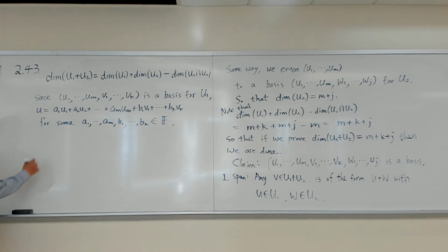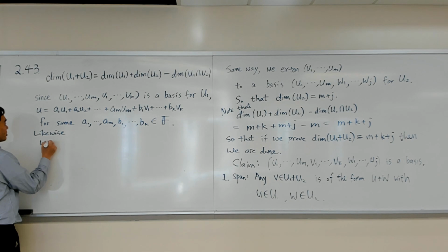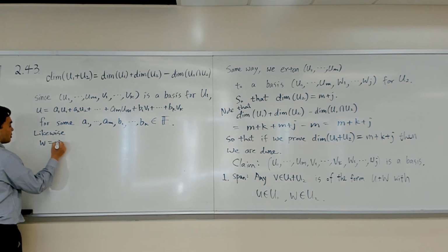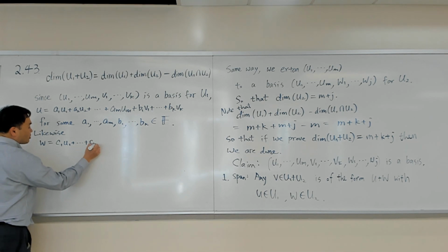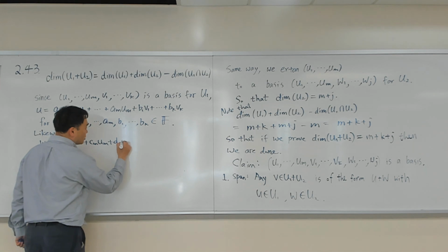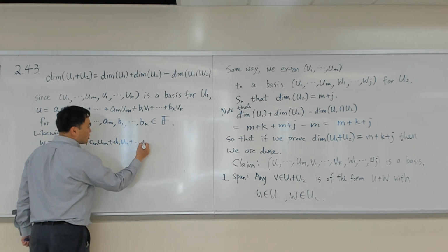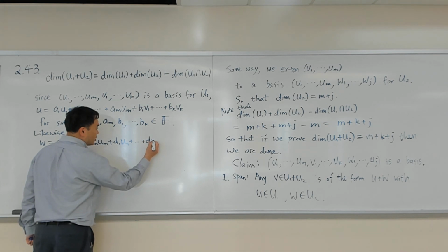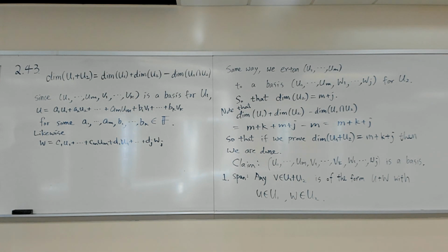Okay, likewise, you can say the same thing for w, right? This will be c1 u1, up to cm um, plus d1 w1, up to dj wj, right?